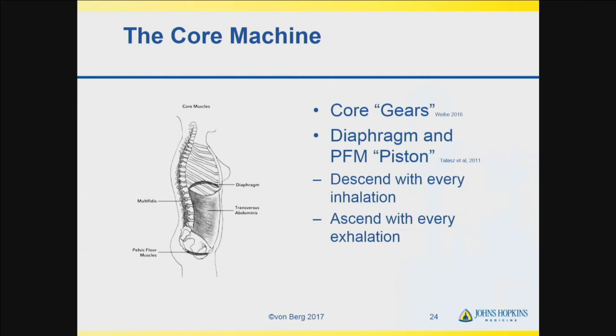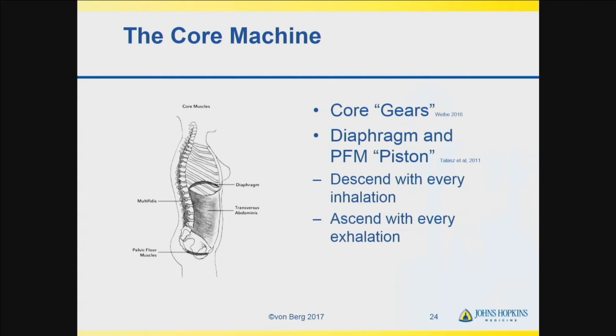They're working. Your core muscles aren't just working when you go to move or run or jump or reach. They're working with every single breath. When you breathe in, the diaphragm moves downward. That puts more pressure into the abdominal cavity, and then the pelvic floor muscles descend also to absorb that change in pressure. When you blow out, both the pelvic floor muscles and the diaphragm rise back up.